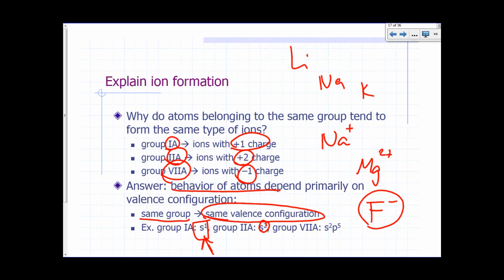Similarly, group 2A, like magnesium and beryllium, have a valence configuration of s2, 2 electrons in the outermost shell, and so they have the tendency to lose those 2 electrons and give you ions with a charge of +2. But why does it stop at 2? And why does sodium stop at 1, as in group 1A? And group 7A, by gaining 1 electron, gets a noble gas-like configuration of s2p6. But then again, the question is, why does it stop at the noble gas-like configuration? Why not more electrons after that?